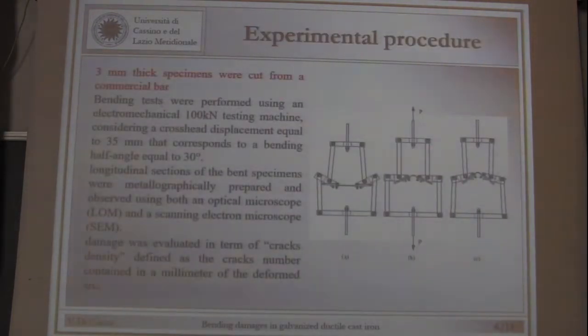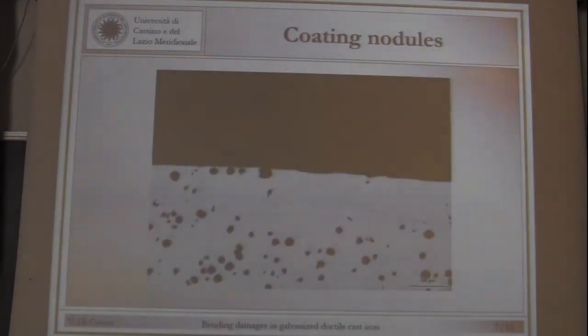This is the device used for the bending test. It's not a standard device. It's just a tool developed in our laboratory, which allows us to perform a bending test also on a very short specimen, because in the laboratory we don't have a big furnace in order to galvanize big specimens. We work with very, very short samples, but the accuracy is very, very high.